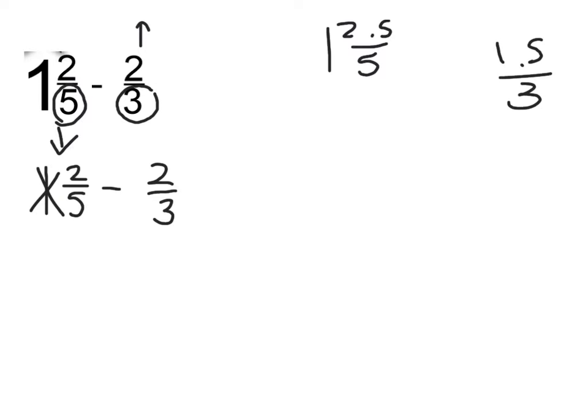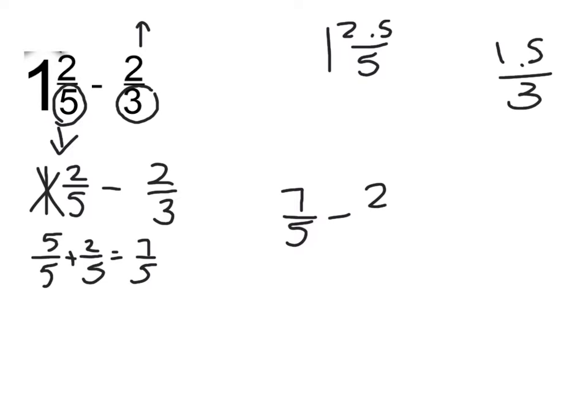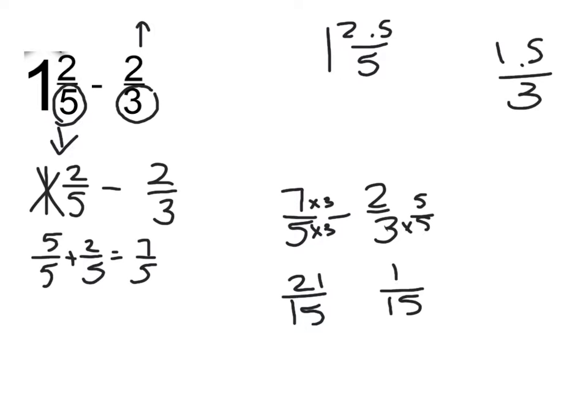So is the number going to be greater than 1 or less than 1? It's going to be less because we have to take away from that whole. Now let's solve and see. So we take away from that whole, and that gives us 5/5. And 5/5 plus 2/5 equals 7/5. So now we have 7/5 minus 2/3. Now we can change to common denominators. And we've got 7/5 times 3 over 3, which is 21/15. And we've got 2/3 times 5 over 5, which equals 10/15.